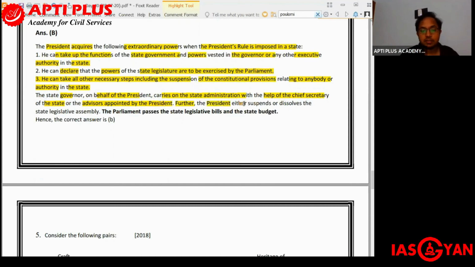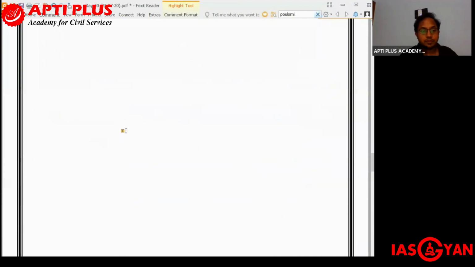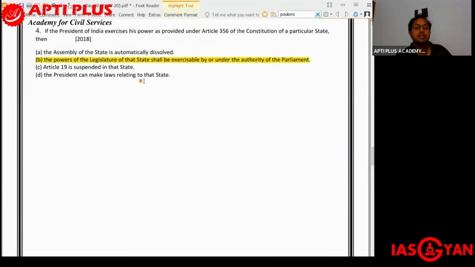Further, the President either suspends or dissolves the state legislative assembly, and the Parliament passes the state legislative bills and the state budget. So the answer is B over here, that the powers of the legislature of that state shall be exercisable by or under the authority of the Parliament.